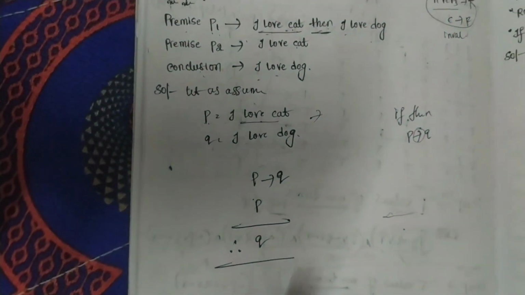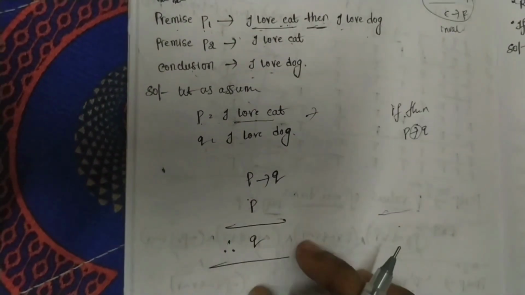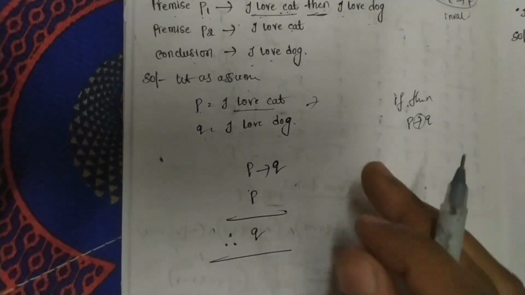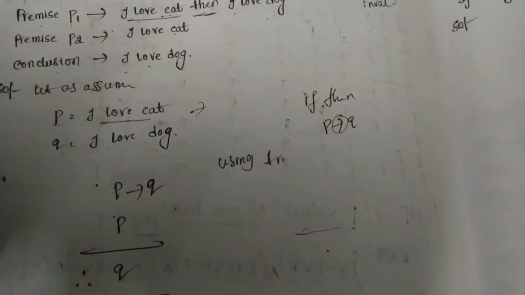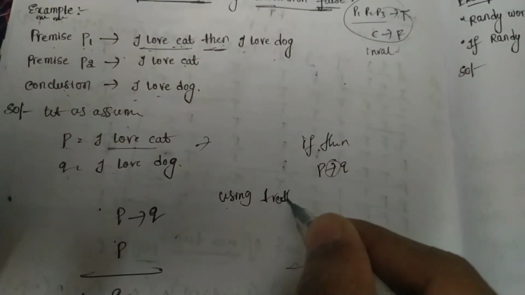So we check whether it is a valid argument or not. How to check whether it is a valid argument or not? By using a truth table.